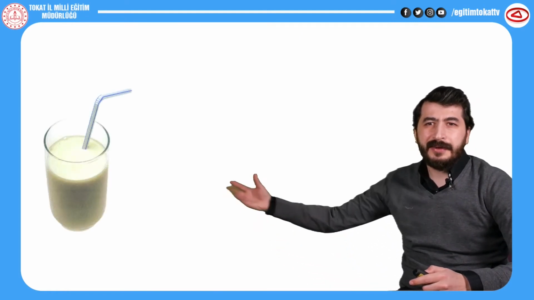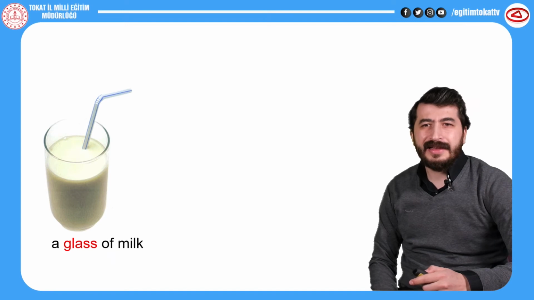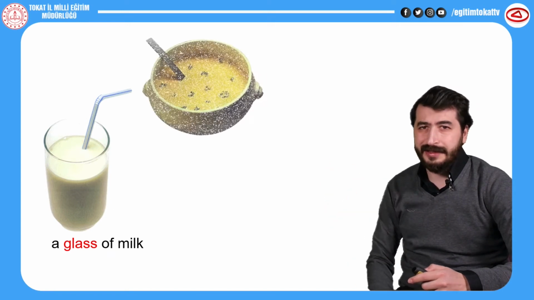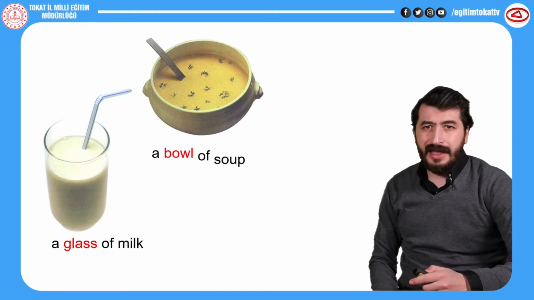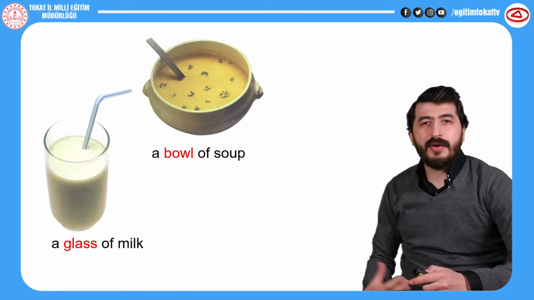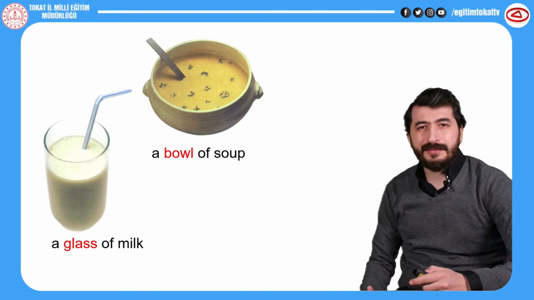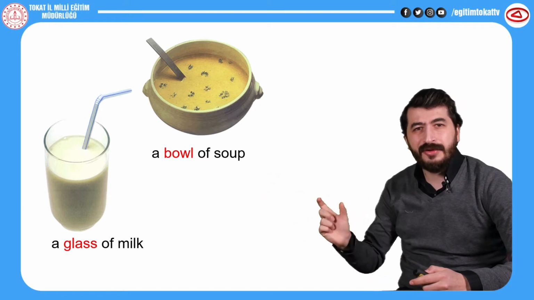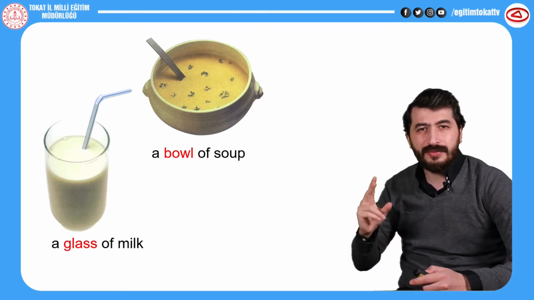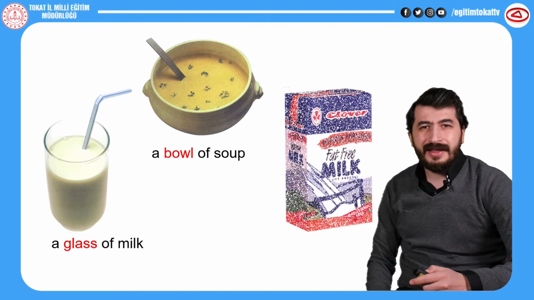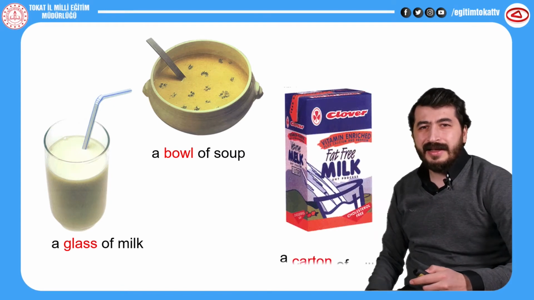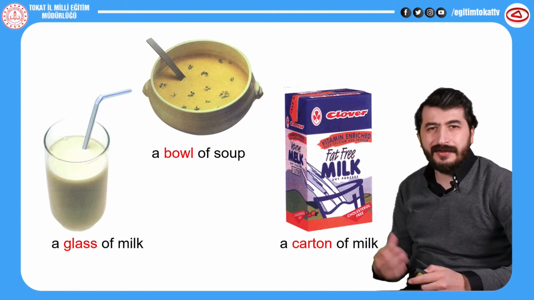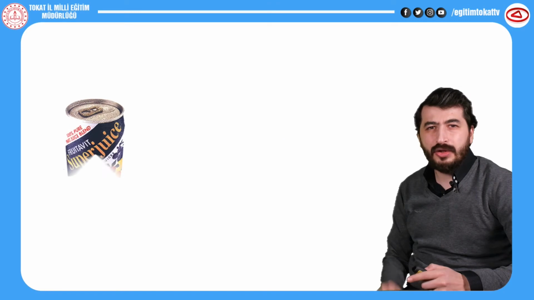And here we have milk. A glass of milk. 2 glasses of milk. 5 glasses of milk. And soup. A bowl of soup. 2 bowls of soup. You can make it plural with some expression in front of them. Okay. Here we have a milk carton. A carton of milk. 2 cartons of milk. 5 cartons of milk. But no milks.